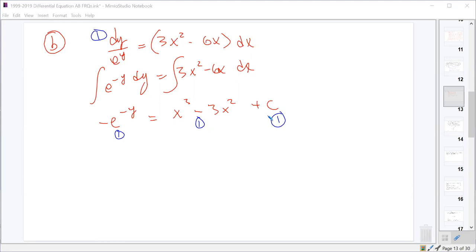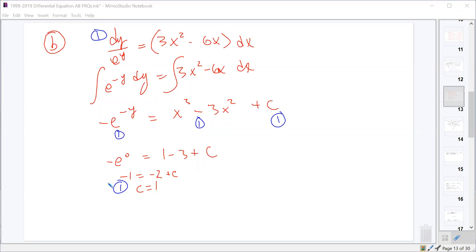Then you need to use your initial condition, which was, what was our initial condition? 1, 0, I believe. To find our constant, negative e to the 0 is negative 1, equals negative 2 plus c, so our constant is 1. And that's a 5th point.